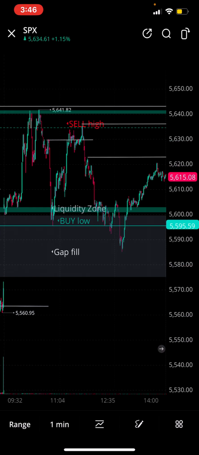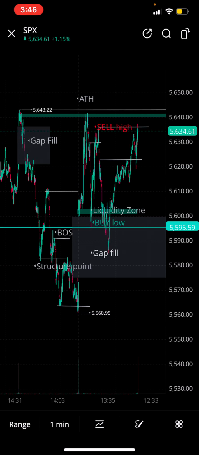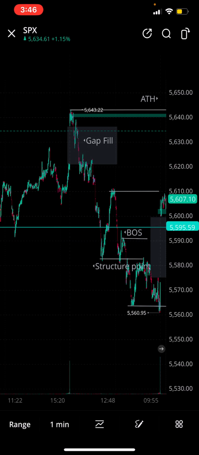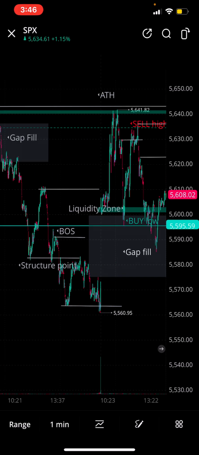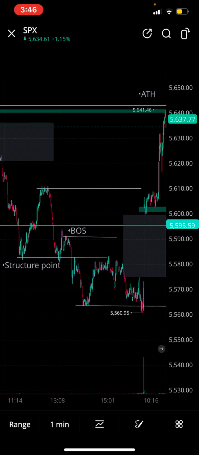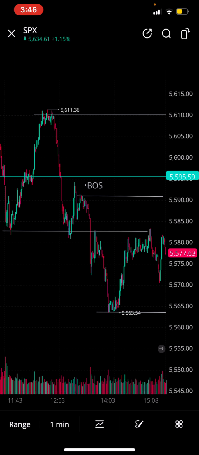So remember, everything that you want to identify, anytime you have a gap, mark it. Your liquidity zone, which is the first zone of the day, mark it every time. Structure points, pretty much you make your structure points off of highs and lows. That's it. It's nothing complicated. Literally, you make your structure points from highs and lows.